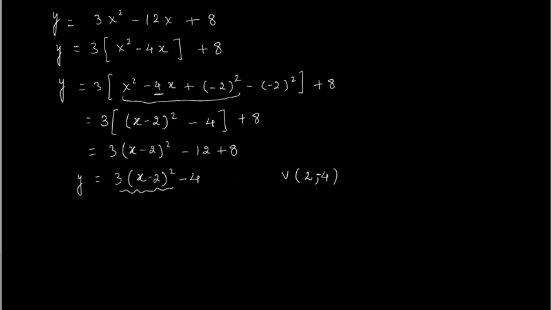Let us do one more example. Suppose we have a quadratic equation y equals 2x square minus 4x plus 5, and we want to convert this equation into vertex form. Then simply take 2 common. So this equation becomes 2 times (x square minus 2x) plus 5.